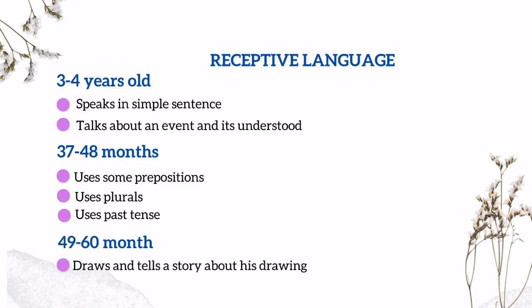Receptive language. From 3 to 4 years old, the child can speak in simple sentences and talk about an event and be understood. From 37 months to 48 months, uses some prepositions, uses plurals, uses past tense. From 49 to 60 months, draws and tells a story about his drawing.